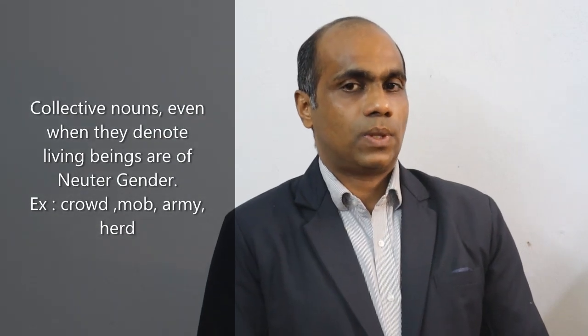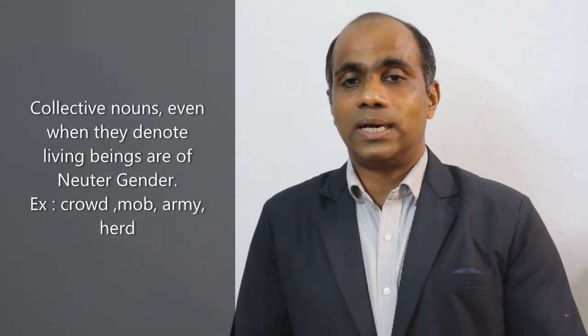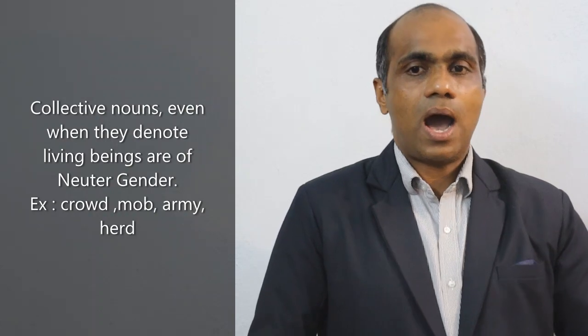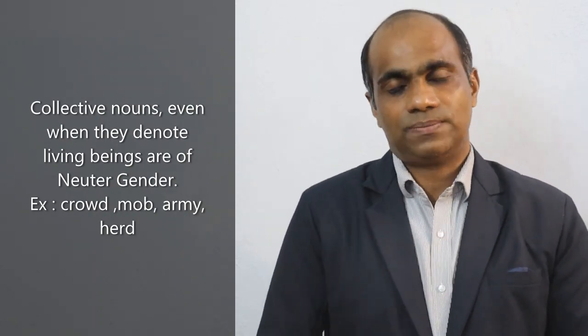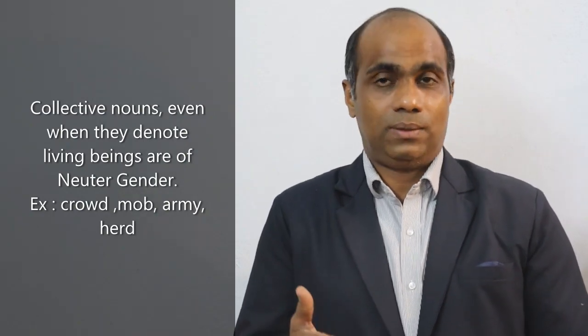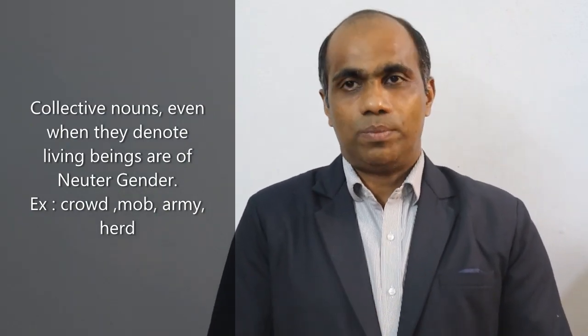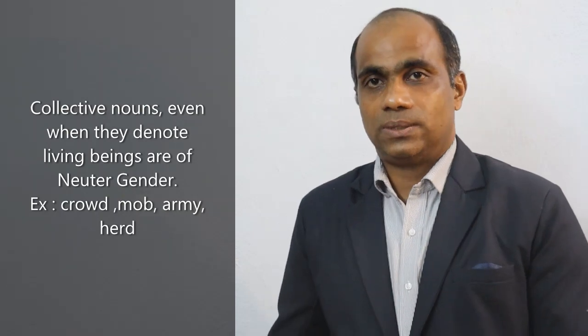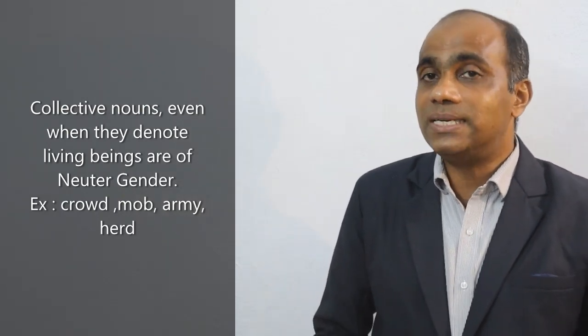One more thing to note before we enter into the formation of feminine gender, that is collective nouns. Even when they denote living beings, they are of neuter gender. Like crowd, mob, army, herd. These are all living beings, but they are treated as neuter gender.